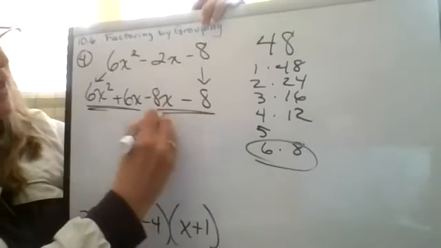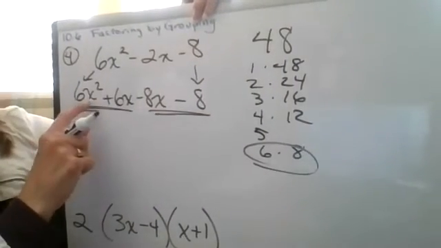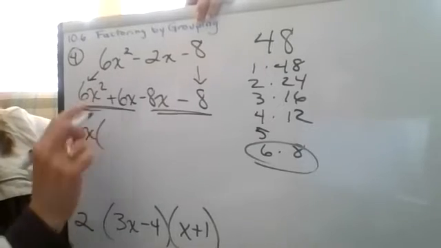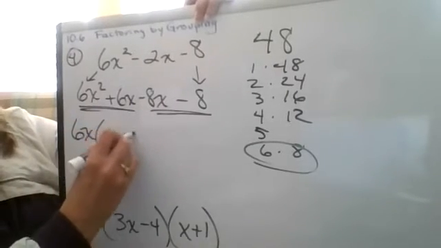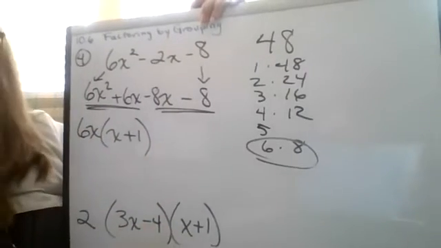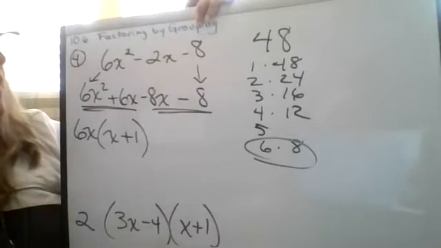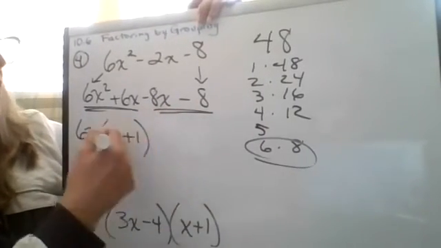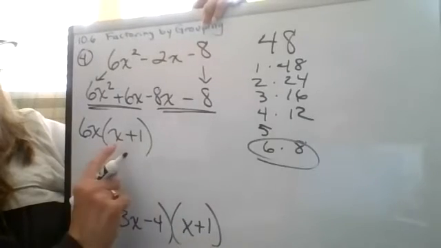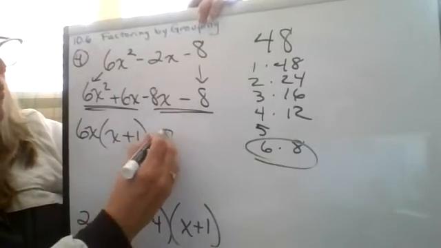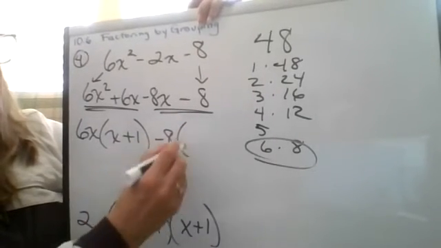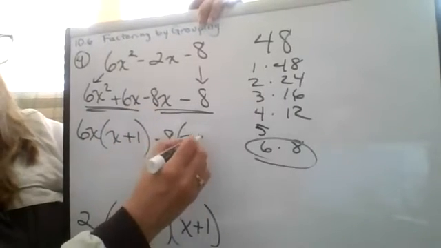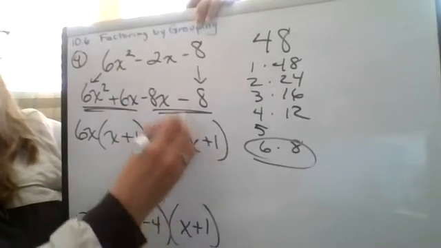So now this and this, I'm going to factor out what I can. I'm going to take an x and a 6 out. So I've got 6x times what? x plus 1. So again, here's my x plus 1, similar to what we just did. And now what do I have here? I'm going to take out an 8, but am I taking out an 8 or a negative 8? Well, I want to have x plus 1, so I've got to pull out negative 8, because negative 8 times x equals negative 8x, and negative 8 times plus 1 equals negative 8.